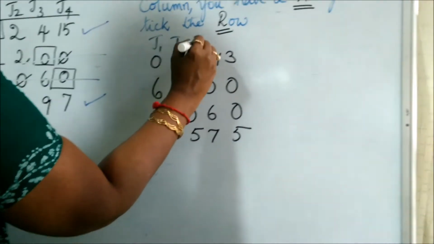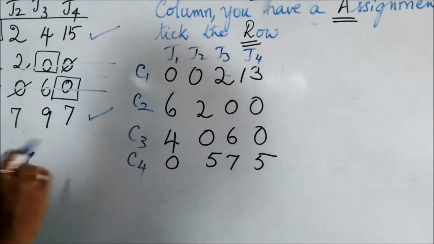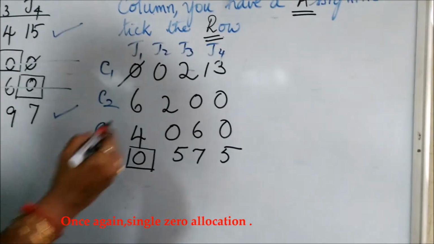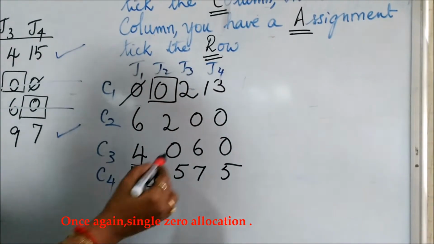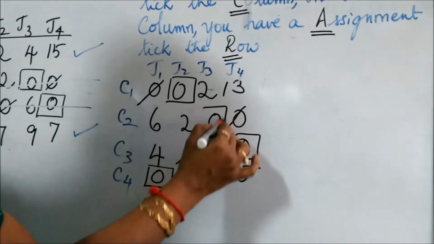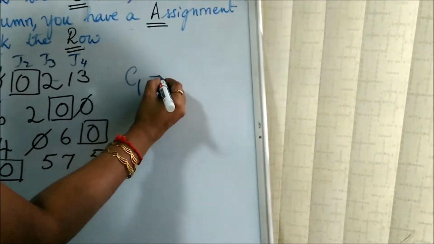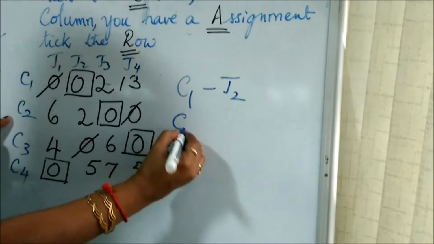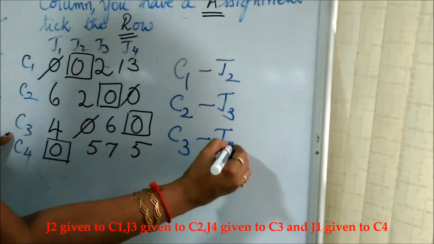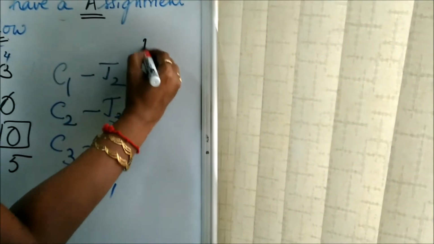Now comes the same process. Write J1, J2, J3, J4, C1, C2, C3, C4. Give preference to single zeros and make the allocation. Strike out one on top, single 0, strike out one in the same column, single 0, strike out one in the same column, again single 0. Now let's write: C1 takes job 2, C2 takes job 3, C3 takes job 4, C4 takes job 1.